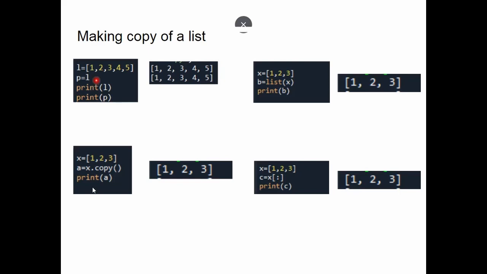The second method is by using the copy function. The way of writing the copy function is the list variable name, dot copy, with parentheses.